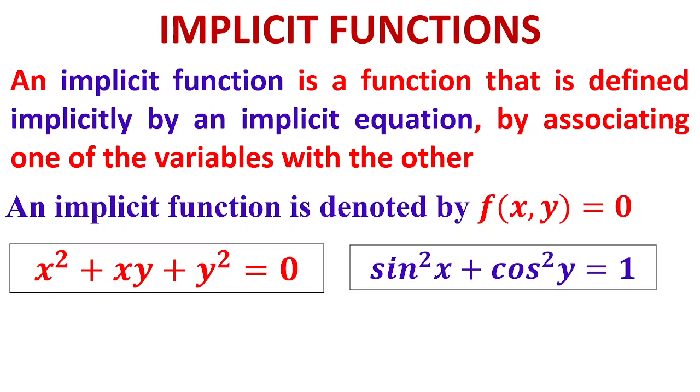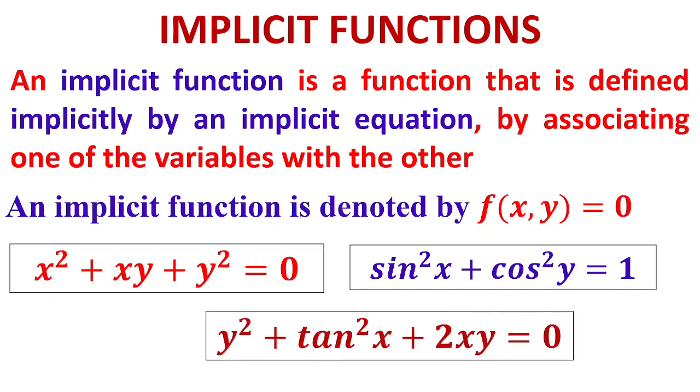This is another one. sin square x plus cos square y is equal to 1. And y square plus tan square x plus 2xy is equal to 0. Now, you have an idea of the difference between implicit and explicit. In an explicit function, we directly start the differentiation. The left hand side will be dy by dx, and on the right hand side apply the formula straight away.